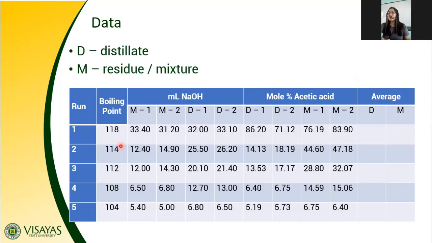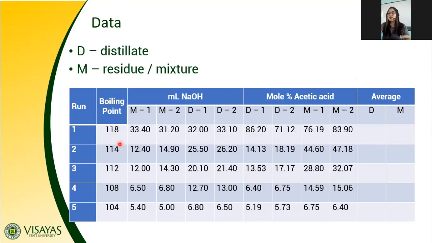Okay, so in that part, we are going to determine the composition of the two components, the acetic acid and the water, at a particular temperature, at a particular boiling point.